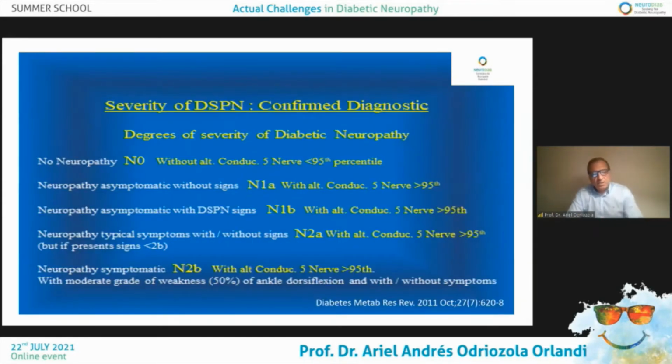This slide is only to show the consensus about degrees of severity of diabetic sensorimotor polyneuropathy. It's not possible to use it every time in clinical practice, but it's necessary to practice it, because it's important to grade the alterations to know the evolution of this kind of patient.